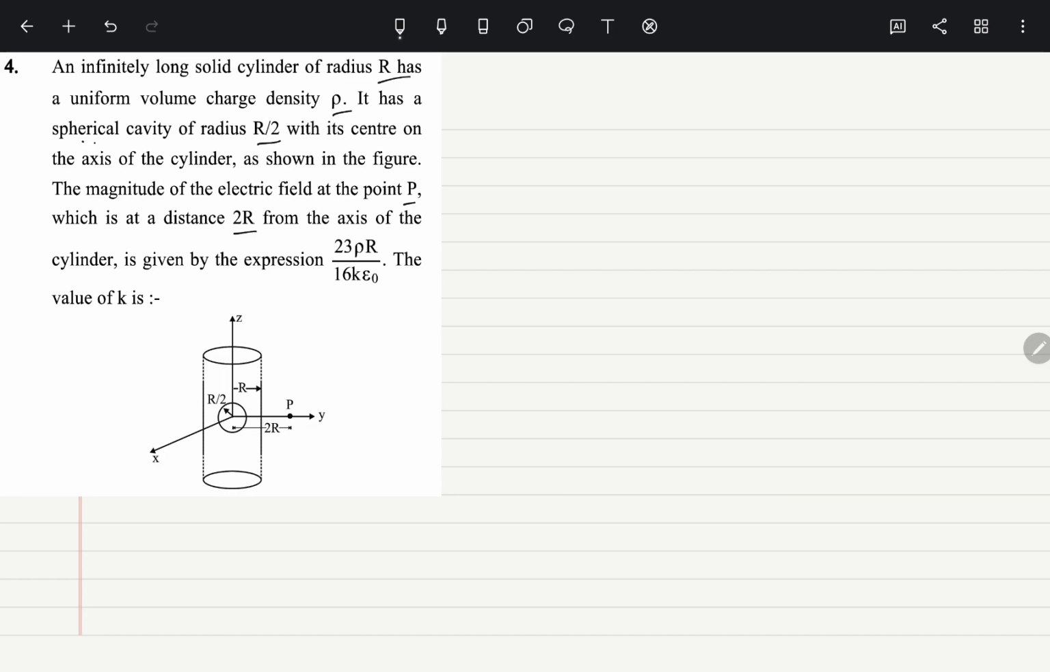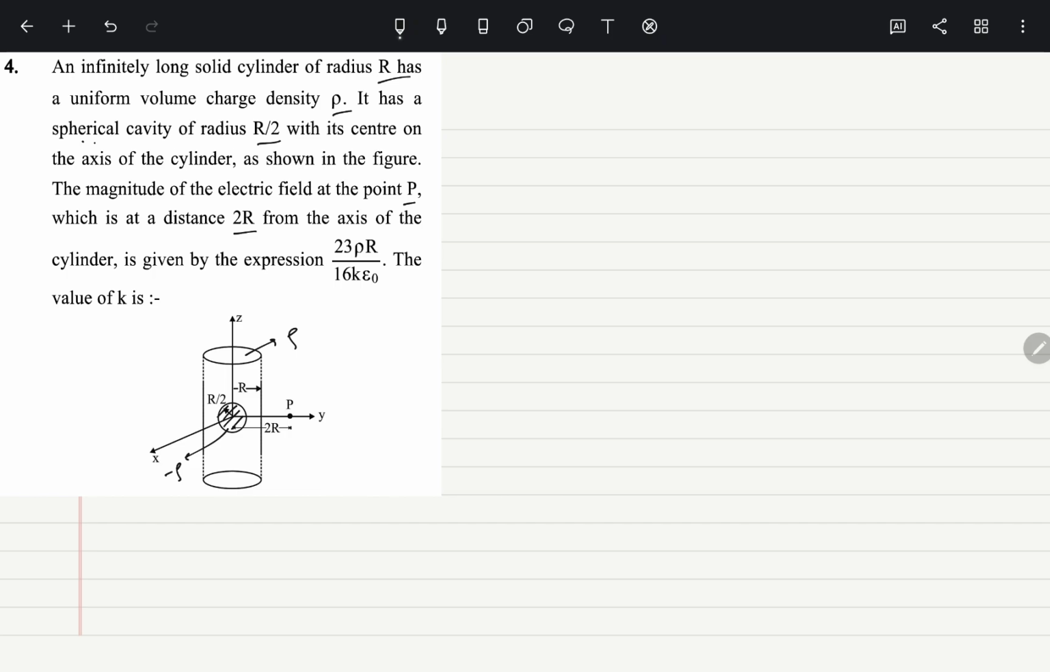We need to find the electric field due to the solid cylinder with this spherical cavity at point P. Similar to the last question's concept, the density of the cylinder is rho, and the cavity is a sphere whose density I assume is minus rho. Placing this sphere of density minus rho gives us the cavity. So now I have two elements, a cylinder and a sphere of density rho and minus rho, and I need to find the electric field at point P, which is outside both.